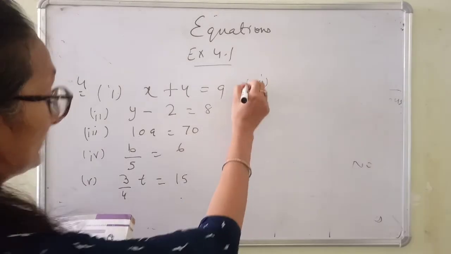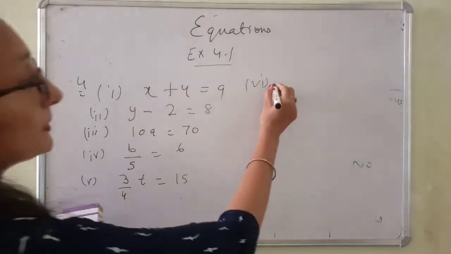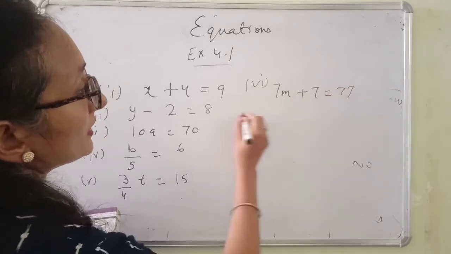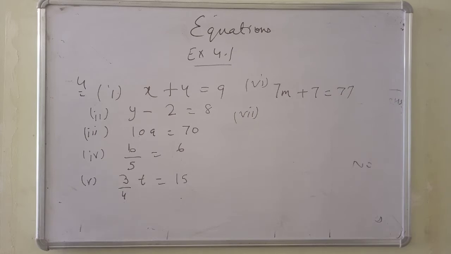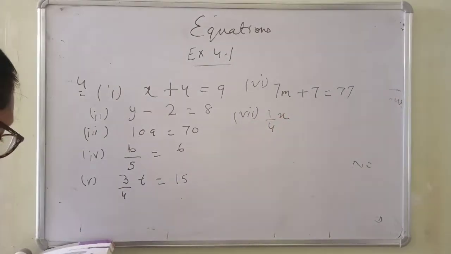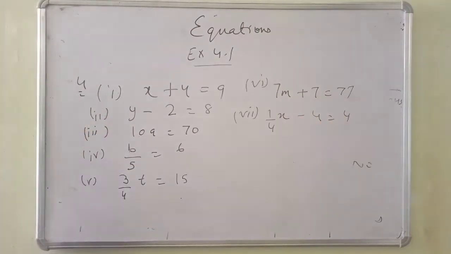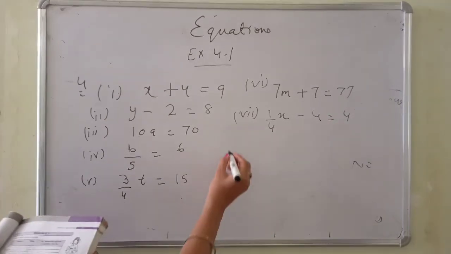Next, 7 times m. इसका मतलब 7m plus 7 gives 77. This is the answer. Next question. 1/4 of a number minus 4 gives 4. 1/4 of a number means 1/4 into x. Minus 4 is 4. Very easy.